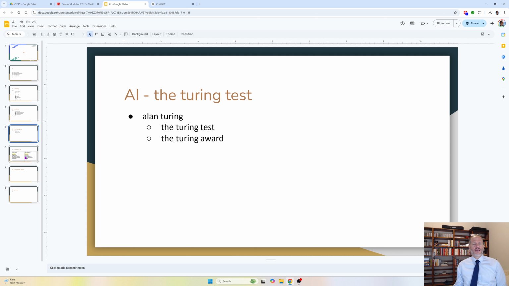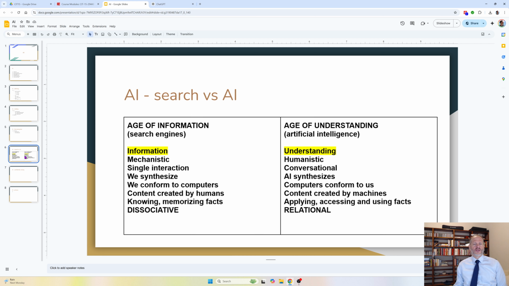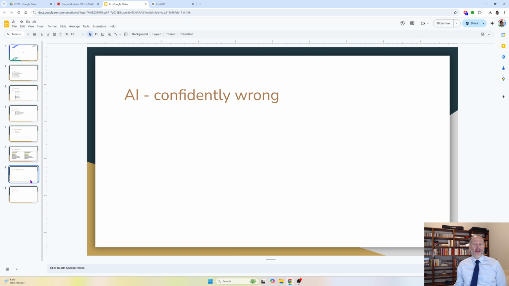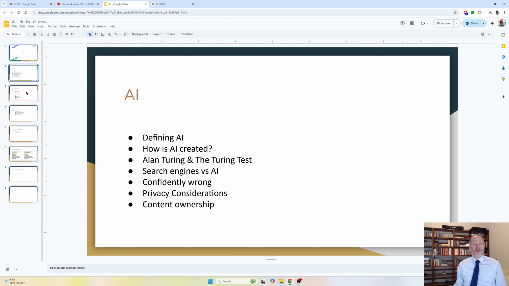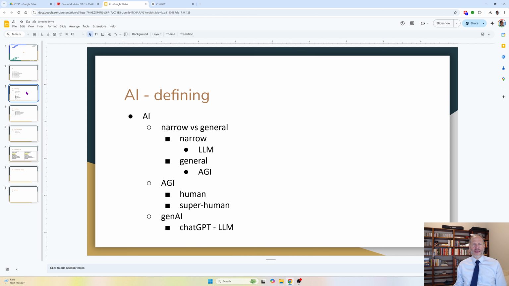And then next week, I think, what we'll do is cover search versus AI and how AI could be confidently wrong, and then also AI and privacy. So we'll see how far we get, and maybe we'll do all that right now, or maybe we'll do some of this next week. But to start out right here, let's talk about defining AI.